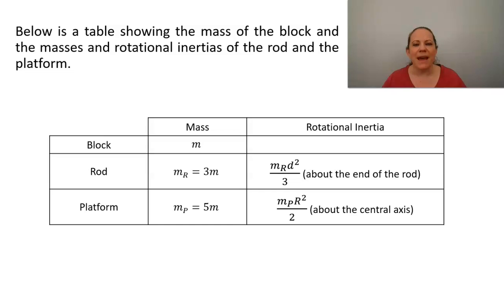Below is a table showing the mass of the block and the masses and rotational inertias of the rod and the platform. The block has mass m, the rod has mass 3m, and the platform has mass 5m. The rod has rotational inertia of its mass times d squared divided by 3 about the end of the rod, and the platform's rotational inertia about its central axis is its mass times r squared divided by 2.